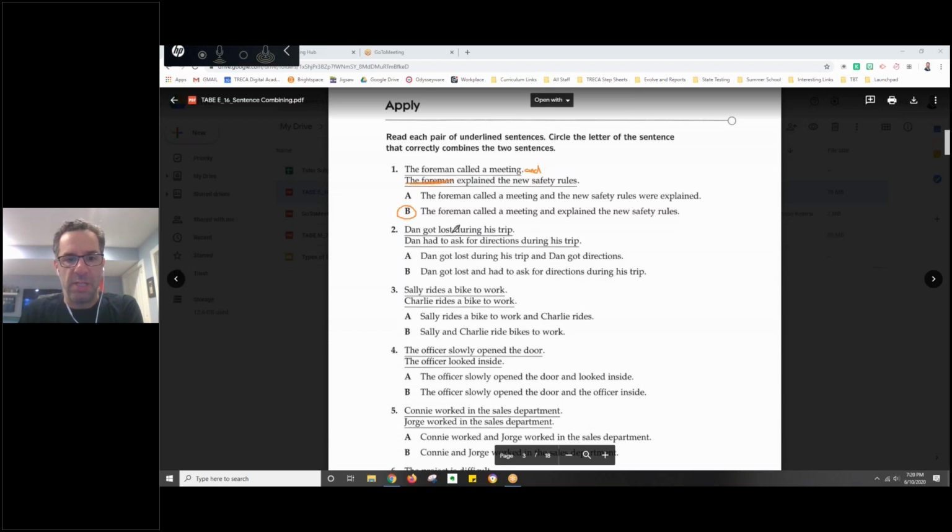So number 2 says, Dan got lost during his trip. Dan had to ask for directions during his trip. So Dan got lost. See, again, A doesn't make sense to me. Dan got lost during his trip and Dan got directions. You don't have to say Dan more than once in this one. So it says, Dan got lost and had to ask for directions during the trip. That one makes the most sense to me.